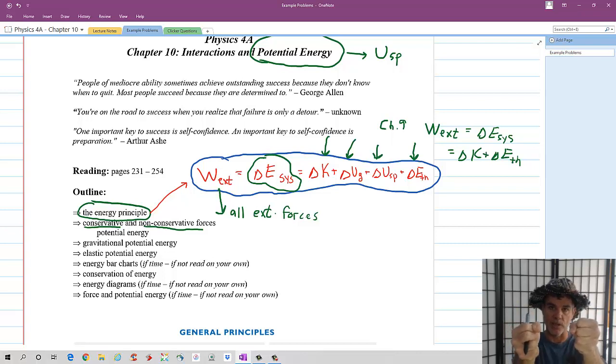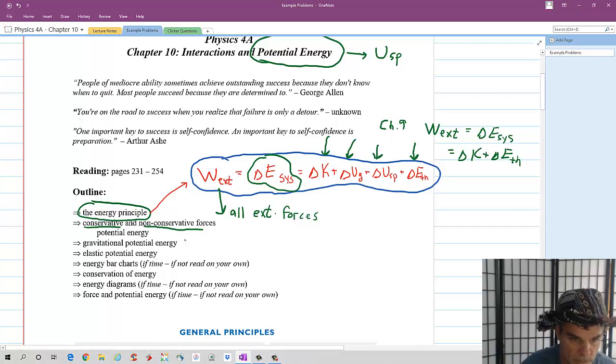And then if I let the electrons go, they're going to repel each other, start moving away, and that potential energy is going to get converted into kinetic. But for Physics 4A, we're only looking at two forms of potential energy: gravitational potential energy and elastic potential energy.